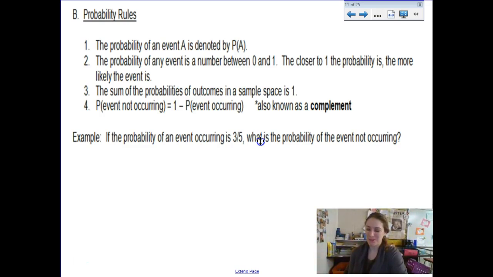Alright, probability rules, so some notational things. This is the notation they use for probability of an event, A. Probability is going to have to be some number between 0 and 1, because it either is not going to happen, or it will definitely happen, or something in between there. And the closer to 1, the more likely the event is. If you have a sample space, all their probabilities should add up to 1 or 100%. But that would be assuming you have all of the sample space, right?